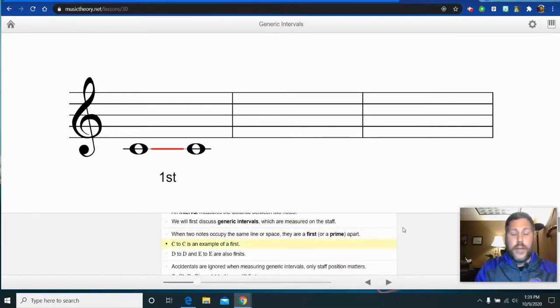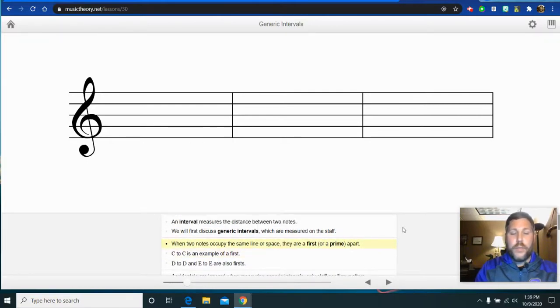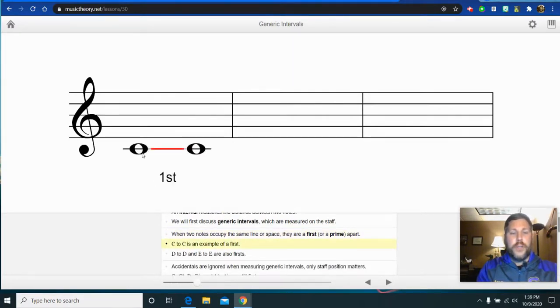So for example, the first thing we're going to talk about is when two pitches occupy the same line or space. If you have a C and a C, they're both occupying the same line. So we refer to that as an interval of a first, or if you really want to get technical with theory terms, you can call it a prime. So a prime interval. Oftentimes in band class, you'll hear us refer to this interval as a unison, but we're not going to use the term unison, because unison is so specific that it has to be the exact same pitch.